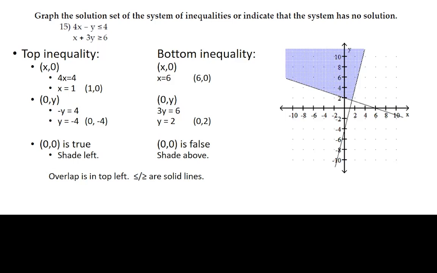We would look for the x-intercept first. That's where y is 0. If we plug 0 in for y, that gives us 4x equals 4, which means x equals 1. So the top inequality has the point 1, 0.